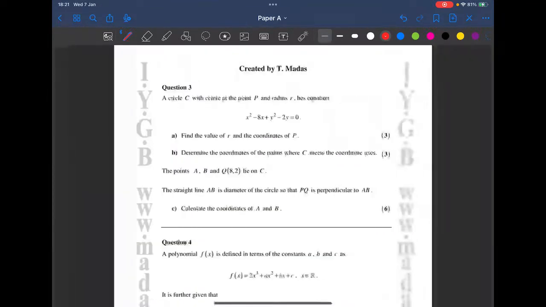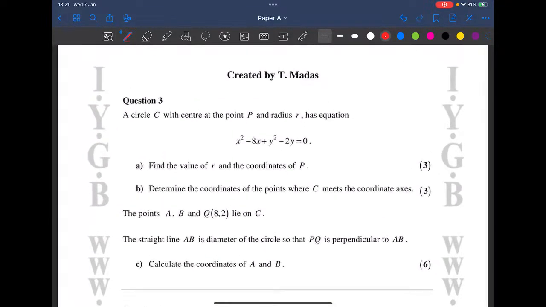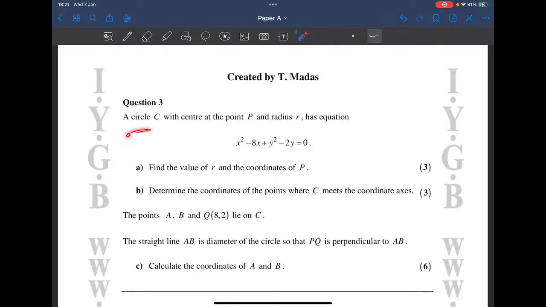That's the end of that page. Let's go to the next one. So what do we have here? A circle C with a centre at the point P, radius R, has this equation. Find the value of the radius and the coordinates of P.